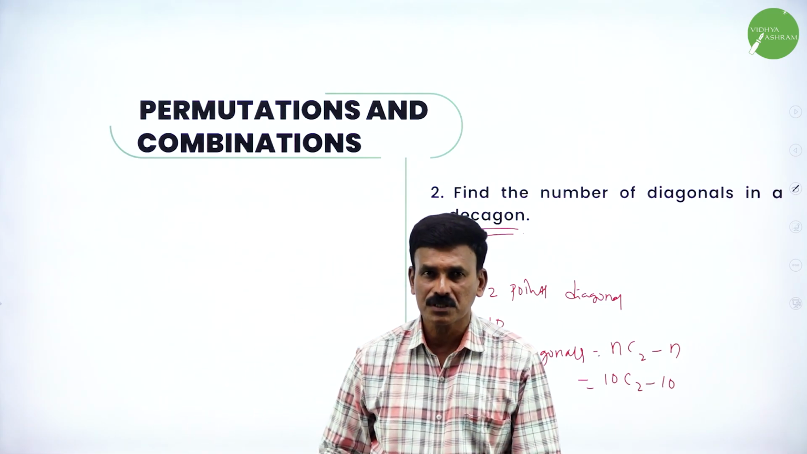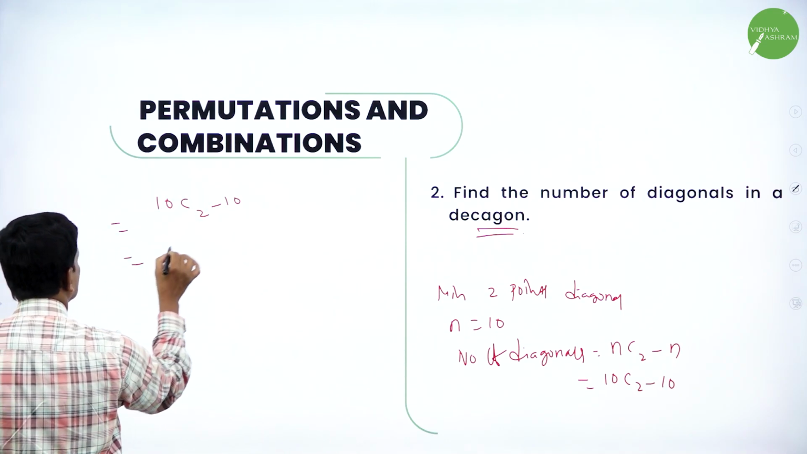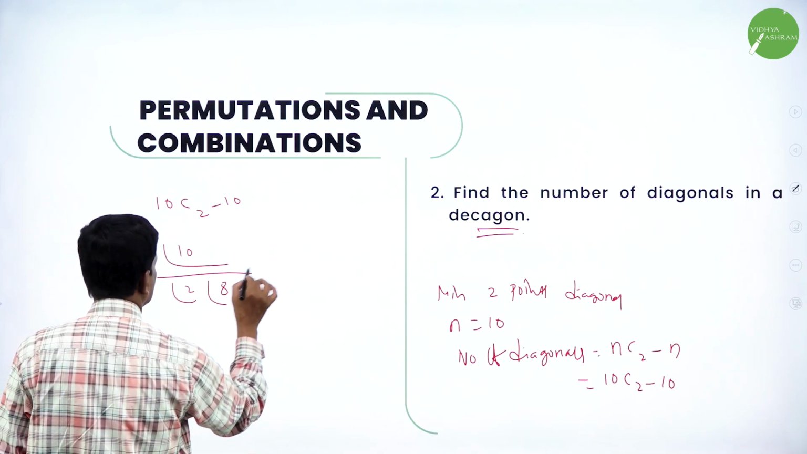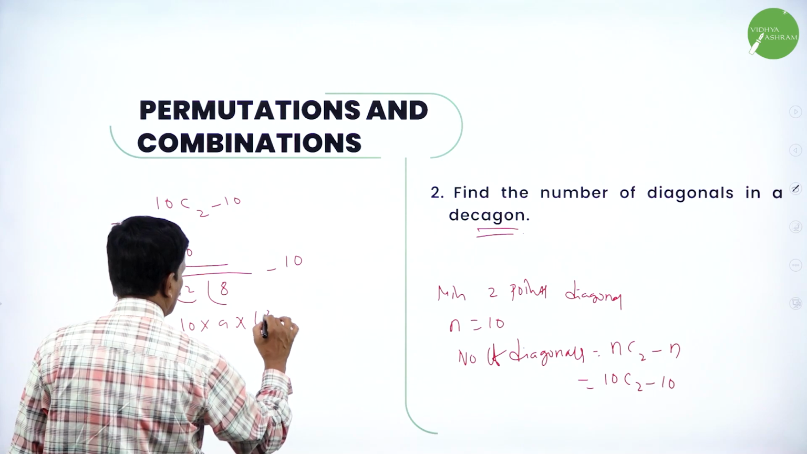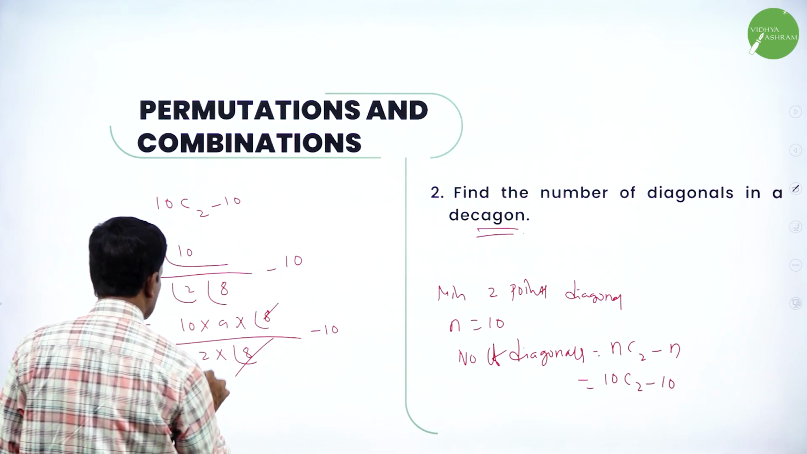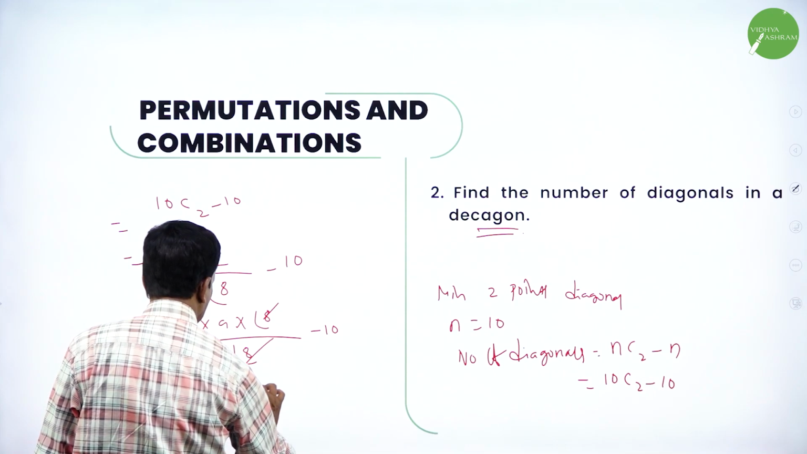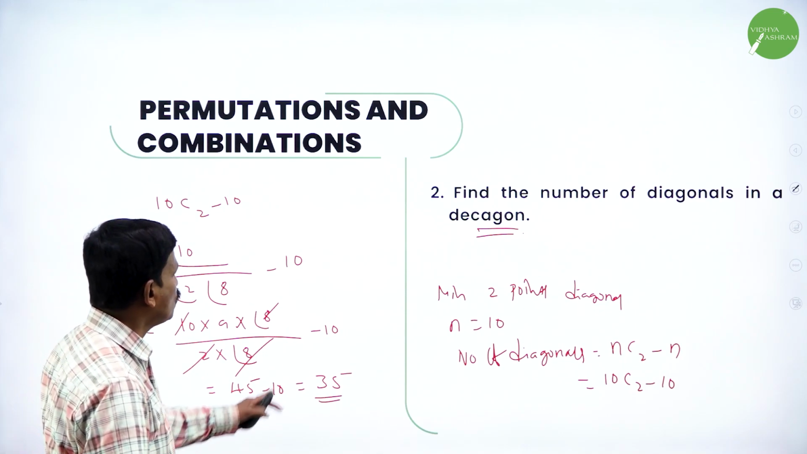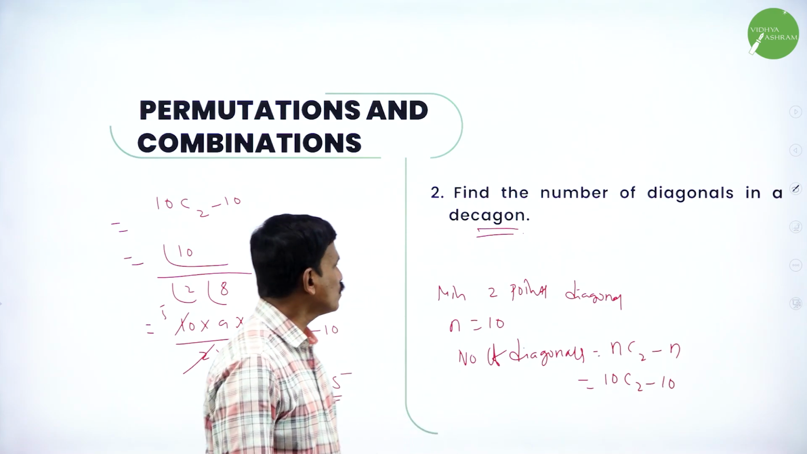Okay. Simplify this. Now what is 10C2? 10C2 minus 10 can be written as factorial 10 divided by 2 factorial into 10 minus 2, which is 8 factorial, minus 10. So this is 10 into 9 into factorial 8 divided by 2 into factorial 8, minus 10. These two get cancelled. 2 fives are 10, so that's equal to 9 into 5, which is 45, minus 10, that's equal to 35. So the number of diagonals that can be drawn in a decagon is 35. That's it. Now move on to the next problem.